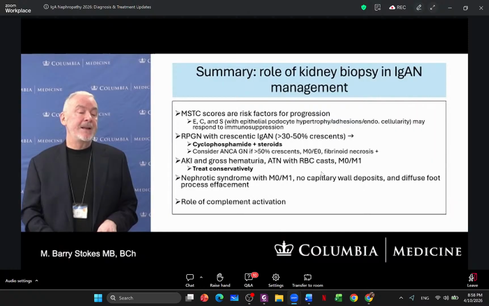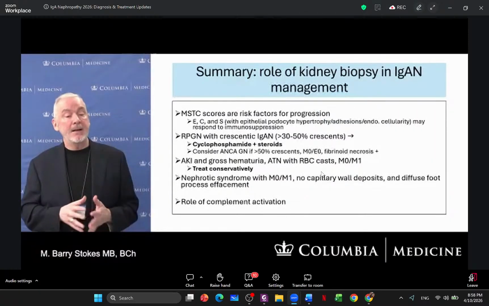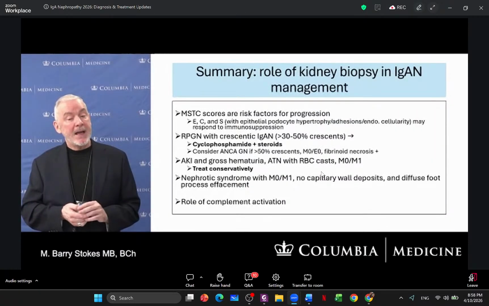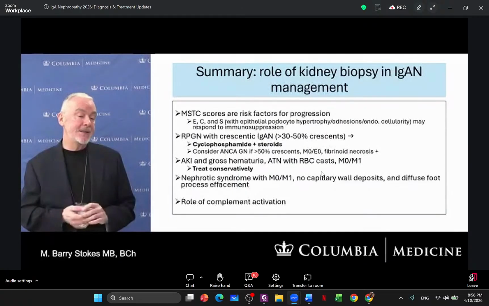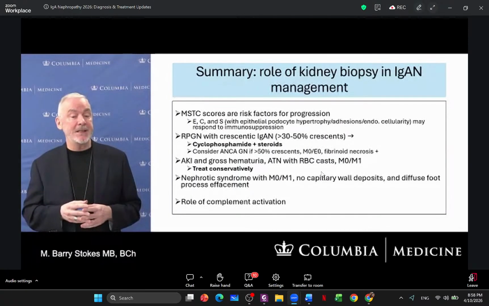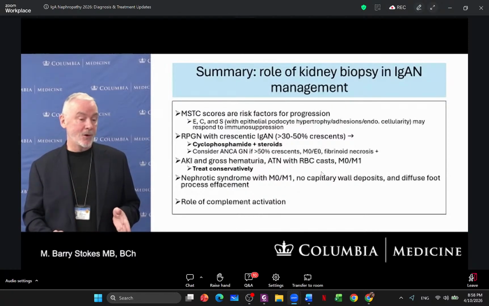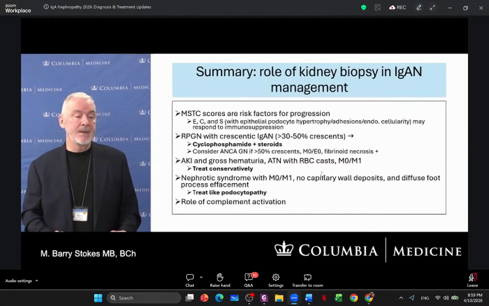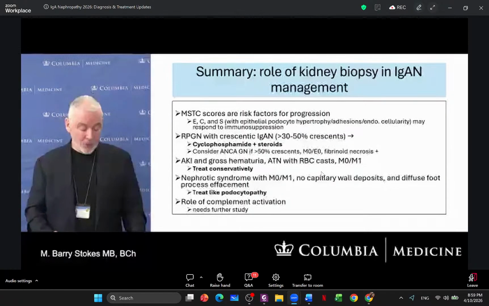The patients will present with nephrotic syndrome and have very little mesangial proliferation and no capillary wall deposits, but diffuse foot process effacement. Those are likely primary podocytopathy, like minimal change disease, in patients with incidental IgA. And they should be treated with B-cell therapy or corticosteroids, immunosuppressive therapy, to remove the presumptive antibodies that are damaging the podocytes.